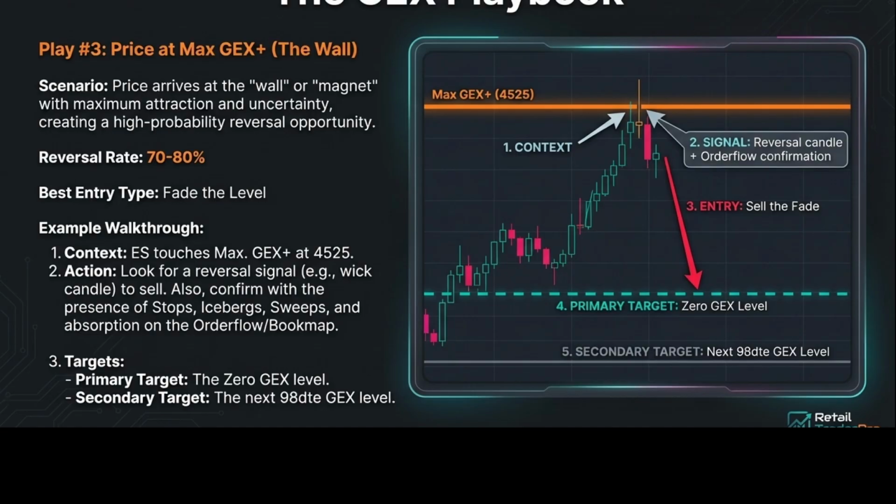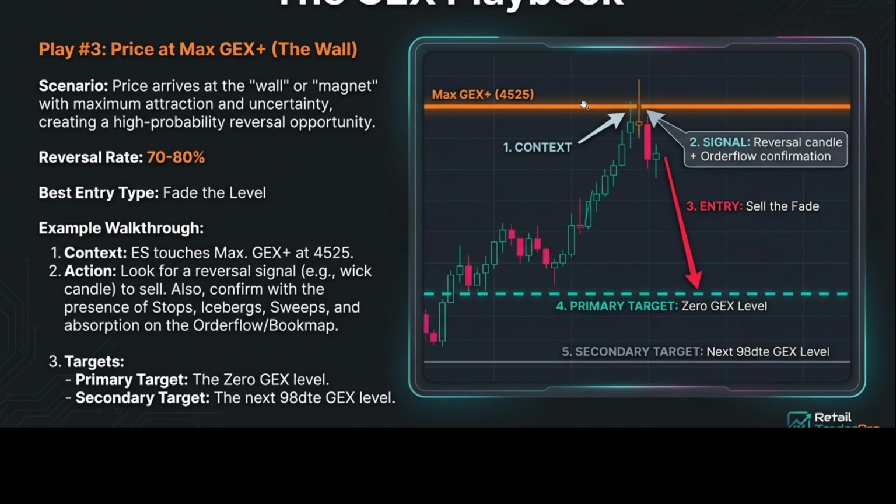or confluence data such as stops, orders, absorption, iceberg, sell icebergs, or other order flow information that gives you a signal here. You can use this information to take a reversal position. In this case, what do you see here? You see the reversal candle plus order flow confirmation. This gives us good signs to take a short at the max Gex level.